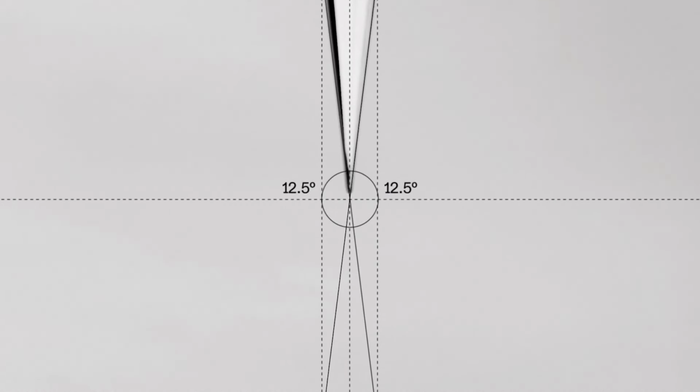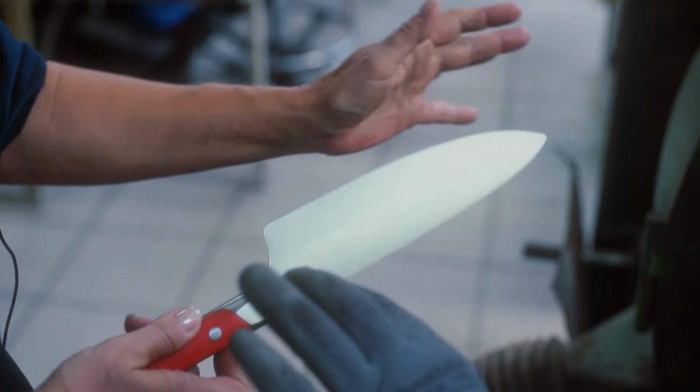The blade is then sharpened to a precise 12.5 degrees on both sides for a versatile and precise culinary implement.